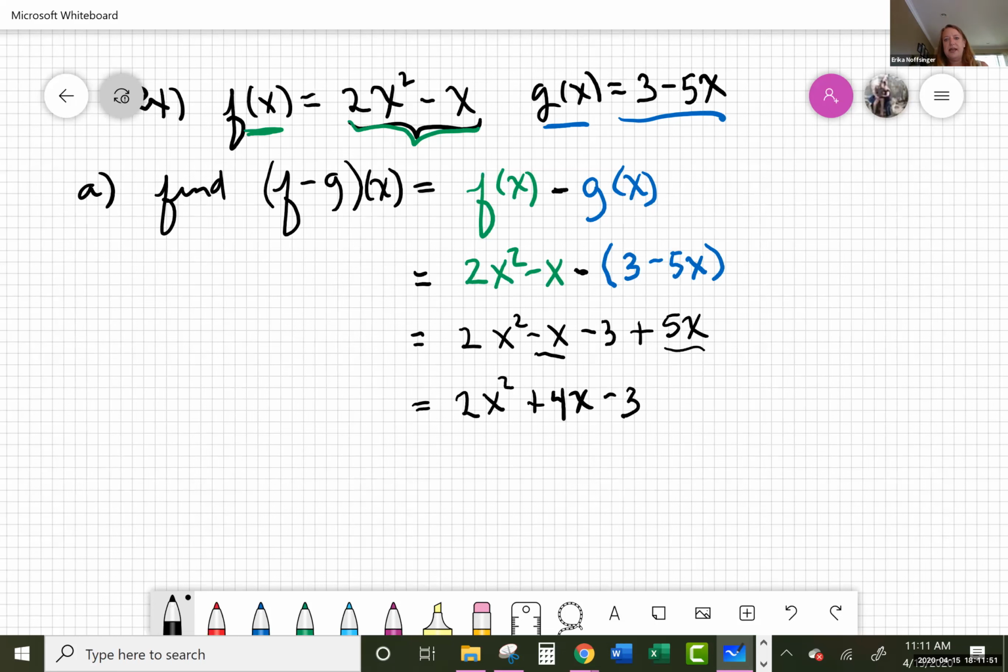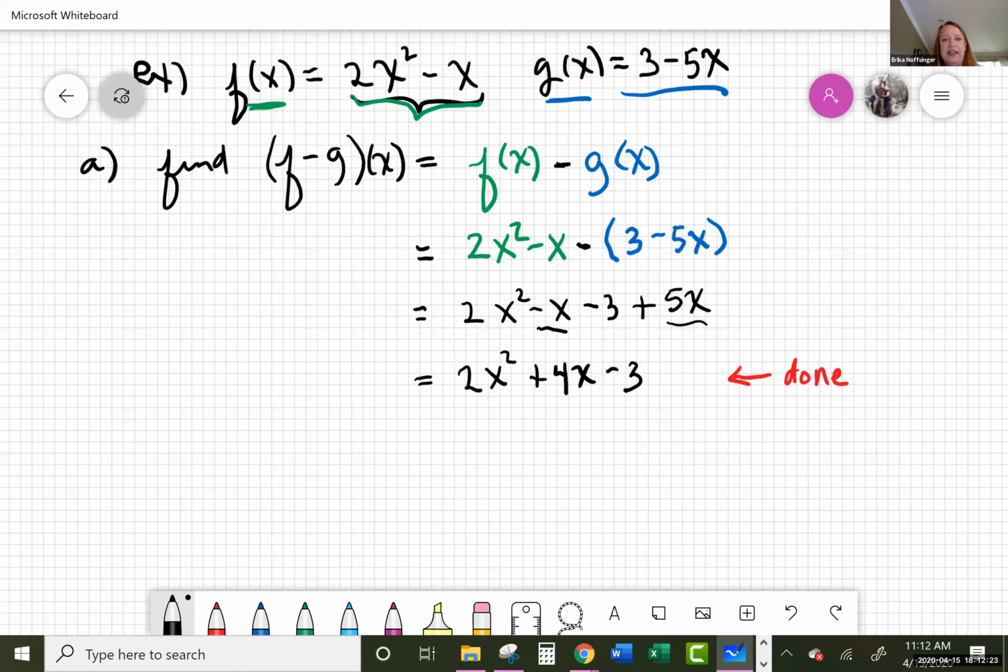Okay, so you are done at this point. A lot of times students will want to go further and now start factoring it or trying to solve for x when that's 0. And that's not what the question said. It just wants you to find f minus g of x. So basically all we're working with are expressions, and simplifying them using the operation it's telling us.